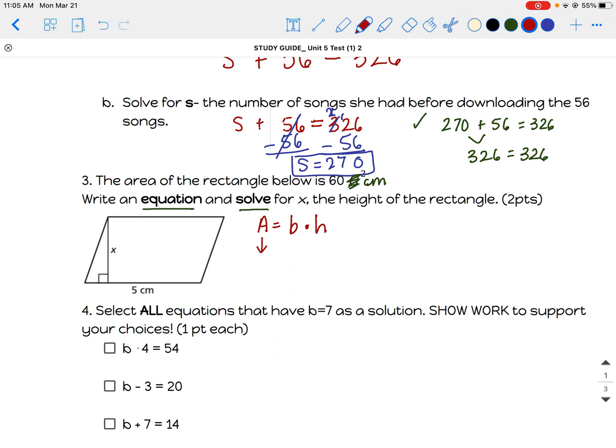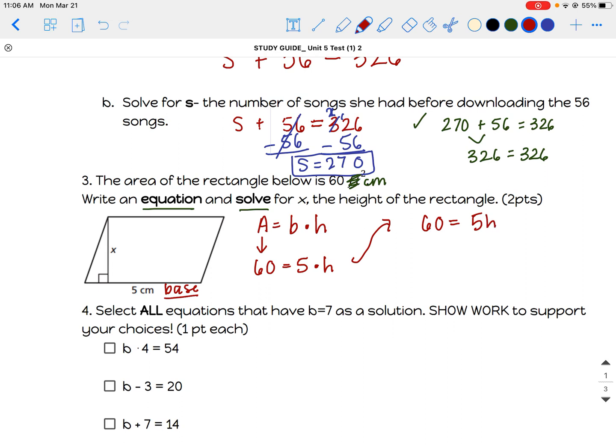Well, we know the area is going to be 60. Don't we know the base? The base is 5, but we're looking for the height. We don't know what that is. So we can just go ahead and solve that equation, right? So I know 60 equals 5 times h, so 5h.